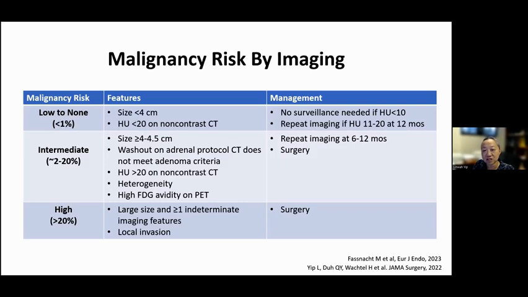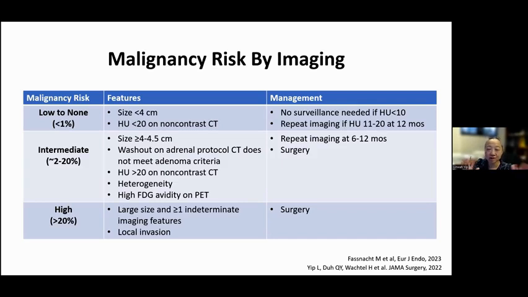For these low to none, I think both the adrenalectomy guidelines from the AES as well as the European guidelines really suggest that if it's small and has these low Hounsfield units, really no further surveillance is needed. Again, there are pitfalls with making sure that you're getting accurate Hounsfield unit measurements on your imaging, and hopefully your radiologist should be able to guide you with that.